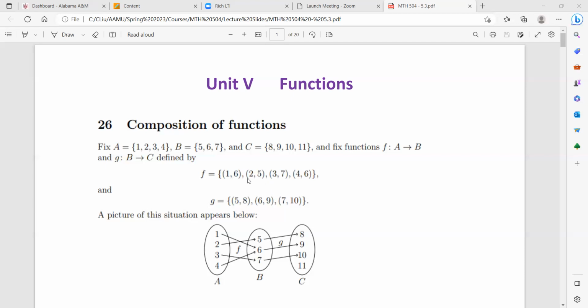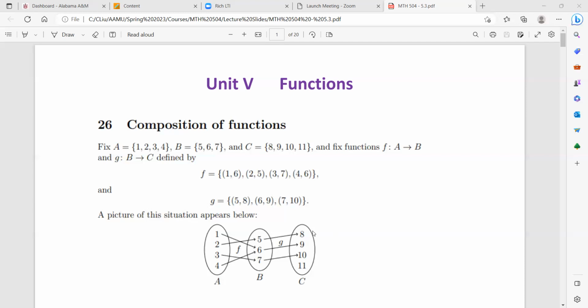a function doesn't have to be one-to-one. Like the first function f is not one-to-one, and it doesn't have to be onto, like the second function g. 11 is not in the range of g, but that's perfectly fine. The domain doesn't have to be the same as the codomain. The range doesn't have to be the same as the codomain.